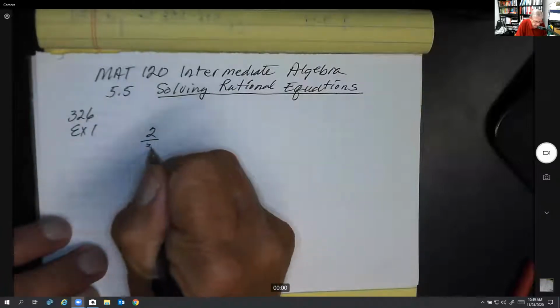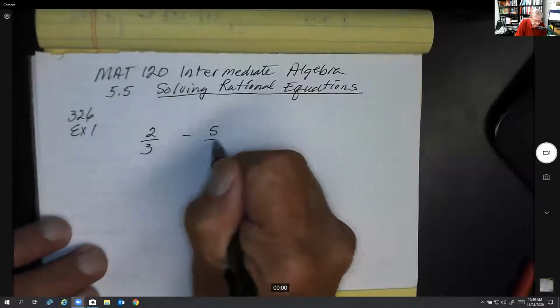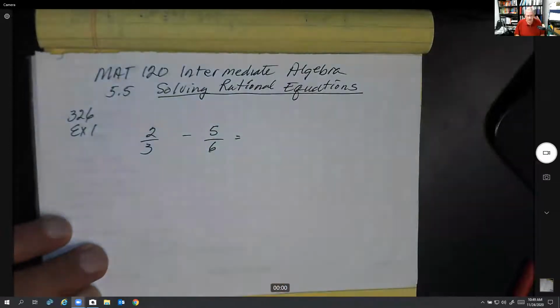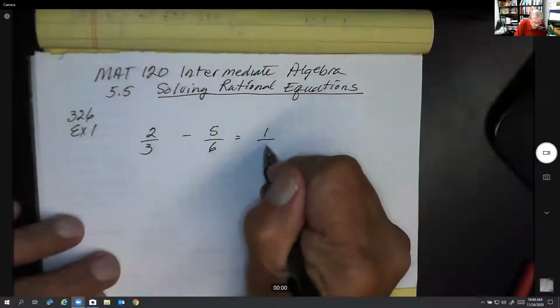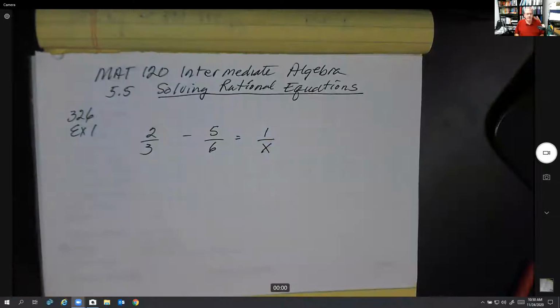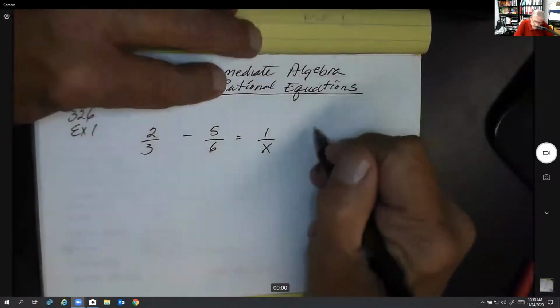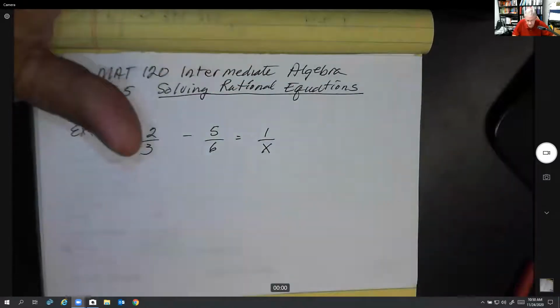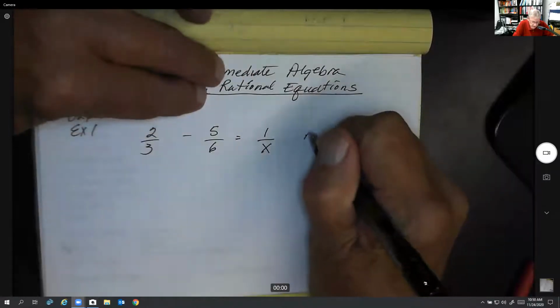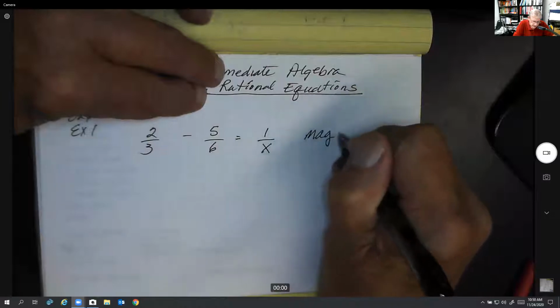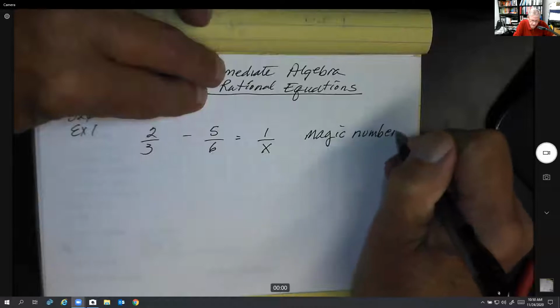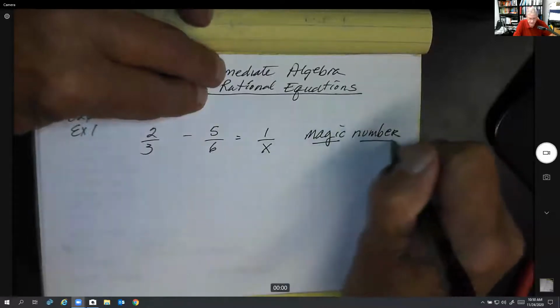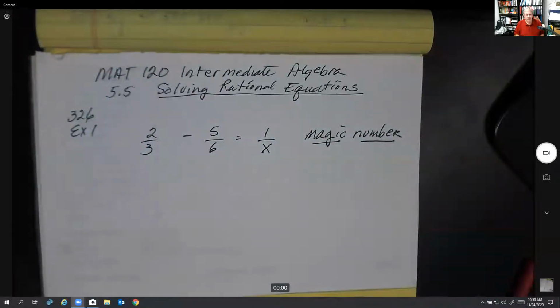2/3 minus 5/6 equals, now if this was equal to x, it wouldn't be too hard to solve, but this is 1 over x. So that makes it a little bit more difficult, but not impossible. I'm going to try to show you the fastest way to do these. So we're going to use something called the magic number. Not a very good math term, but it makes it kind of easy to work the problem.